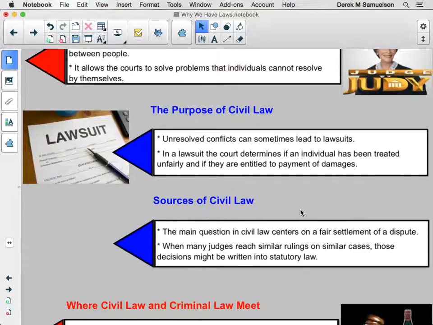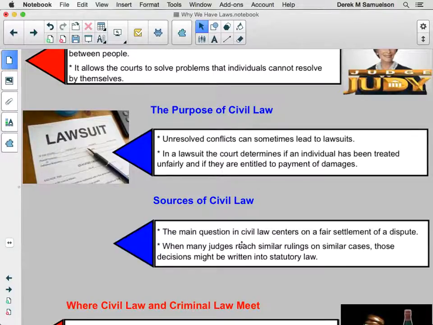Sources of civil law. So where does this idea of civil law come from? Well, it comes from this basic idea that we need to have fairness and justice in our society, that we need to be able to resolve our problems in a fair way so that both sides walk away understanding their role in what transpired and what is the right course of action to take going forward.